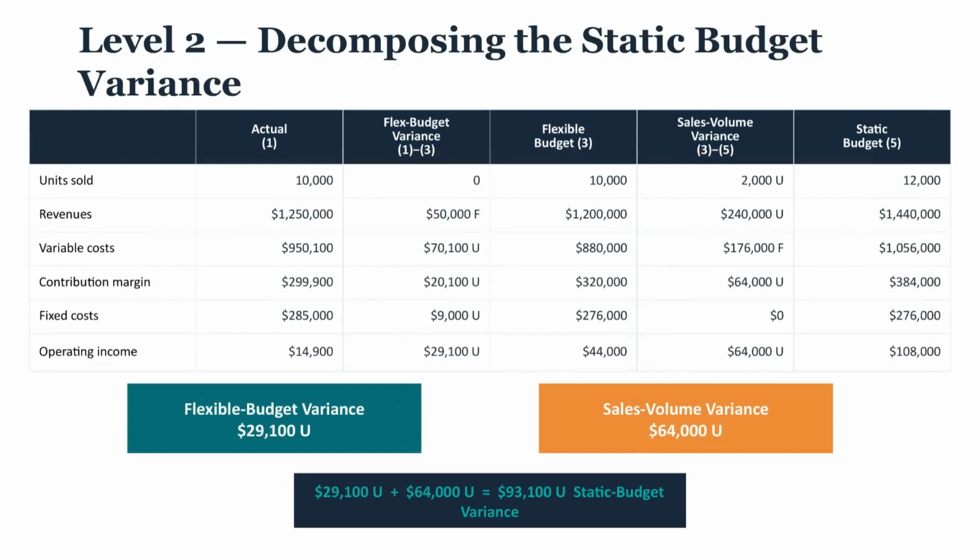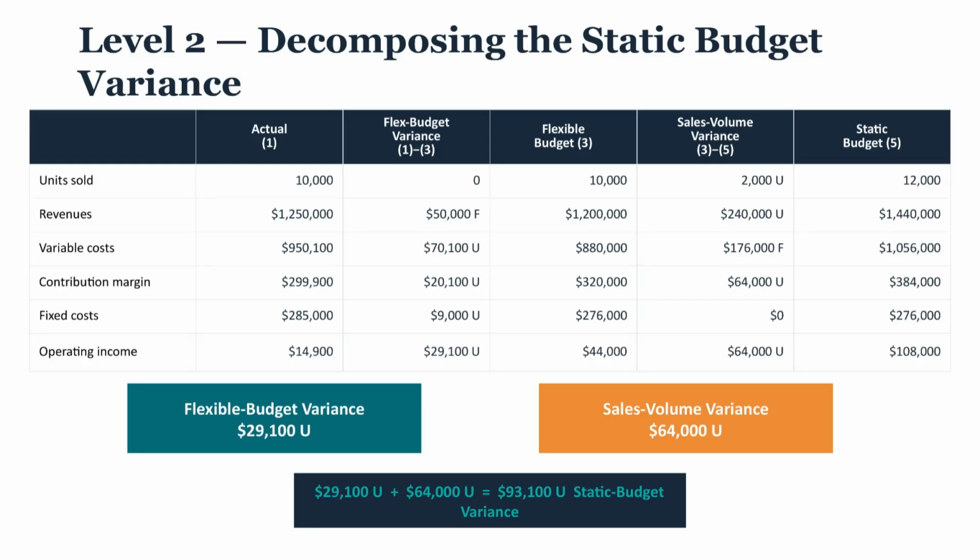Level 2. Actual versus flexible budget, and flexible budget versus static budget. Now you introduce the flexible budget as a middle column. A flexible budget recalculates budgeted revenues and costs using the actual output achieved during the period, but keeps everything else at the original budgeted rates. Same budgeted selling price per unit, same budgeted variable cost per unit, same total fixed costs.